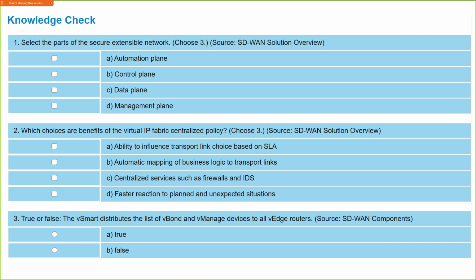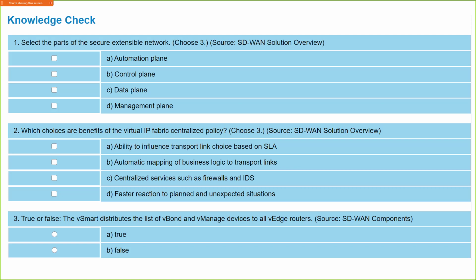So the first question is, select the parts of the secure extensible network, choose 3, right? And in this case, clearly the automation plane is not part of that, right? We have the control plane, the management plane, and the data plane, and there's no such thing as the automation plane. We have the orchestration piece, which provides automation, but it's not called the automation plane.